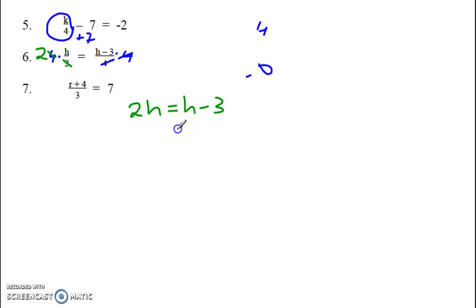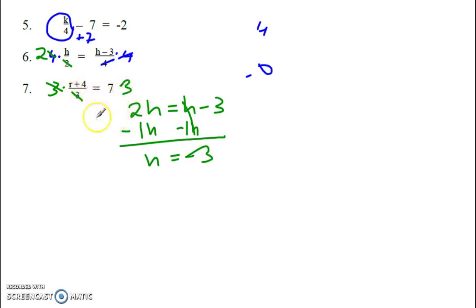Then I can subtract an h here, subtract 1h. There's a variable term on each side, so don't be tempted to divide by 2. We want to get the variables on one side. Subtract 1h. This cancels out, and h is equal to negative 3. Number 7, just multiply by 3 on each side. That cancels this out. You're left with r plus 4 equals 7 times 3, or 21. And then subtract 4, you get 17.